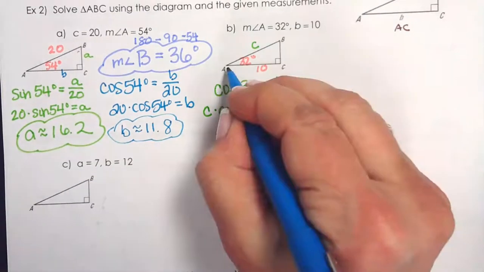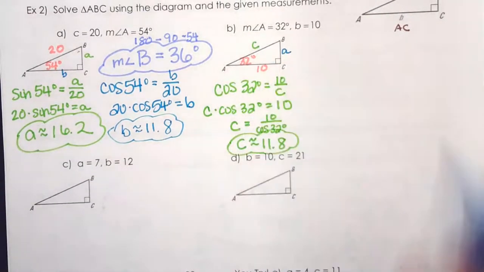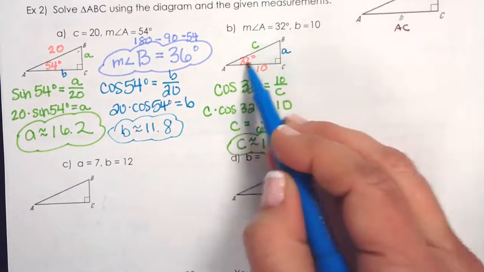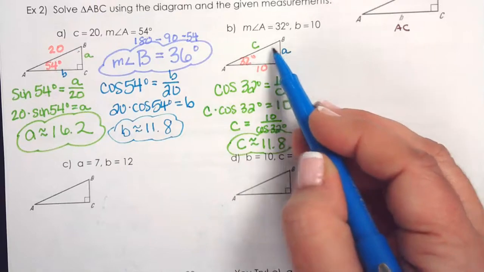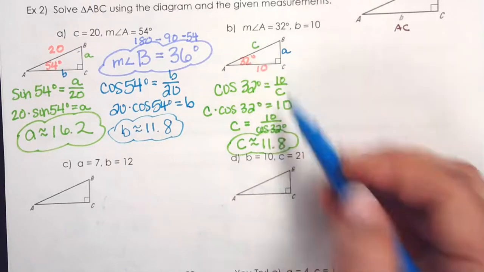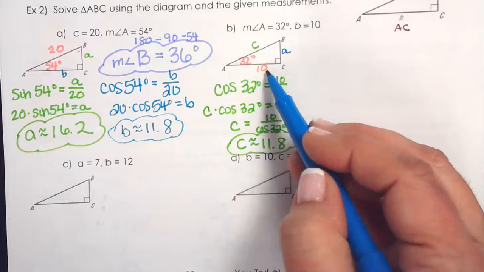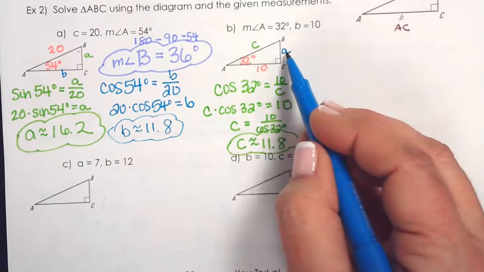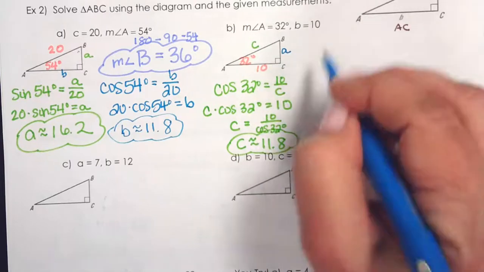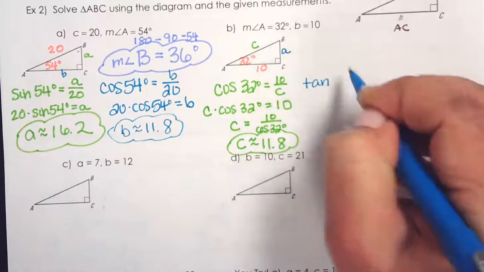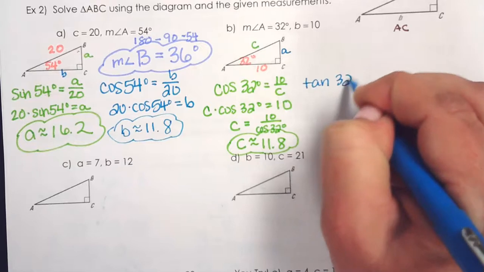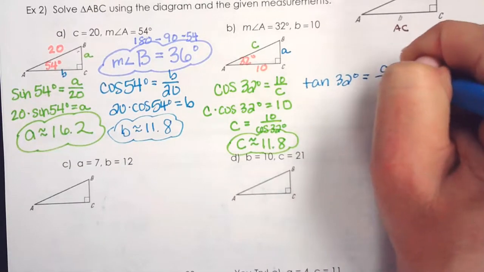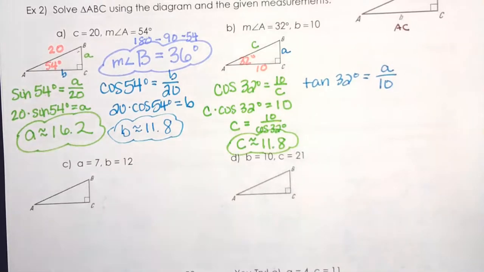Let's find the other side. Side A is across from angle A, and we don't know that. That is opposite. And instead of using the hypotenuse C, because that's an estimate, I'm going to use what I know for sure, that exact value of 10. So if I have the opposite and adjacent, that means that I can use the tangent. So my tangent of 32 degrees is my opposite A over the adjacent 10.